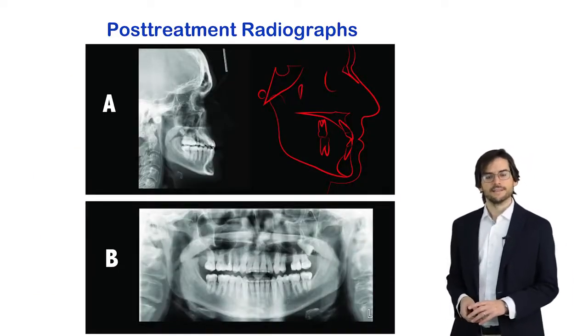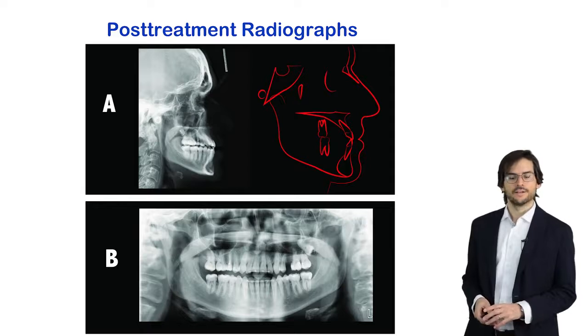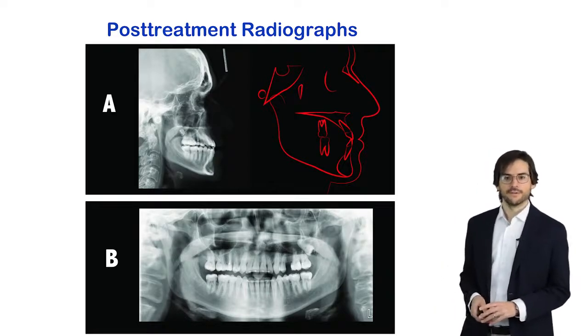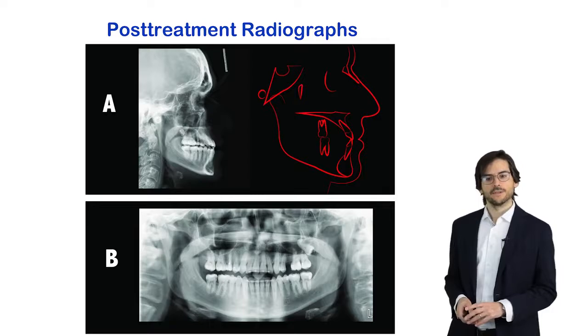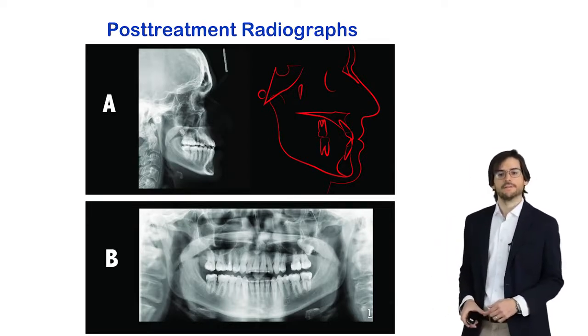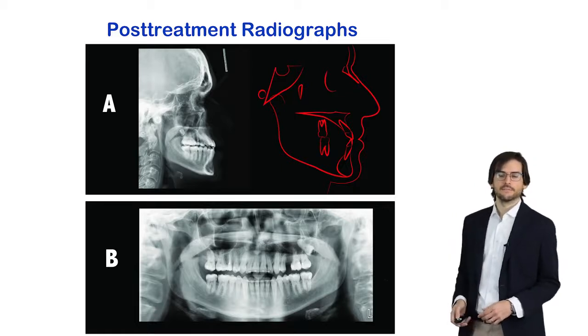Cephalometric analysis identified significant changes due to the clockwise rotation of the mandible necessary to correct the class 3 malocclusion. The panoramic radiograph showed that adequate root parallelism was obtained. Moreover, we can observe the lower molars abraded due to the distalization of the complete mandibular arch.